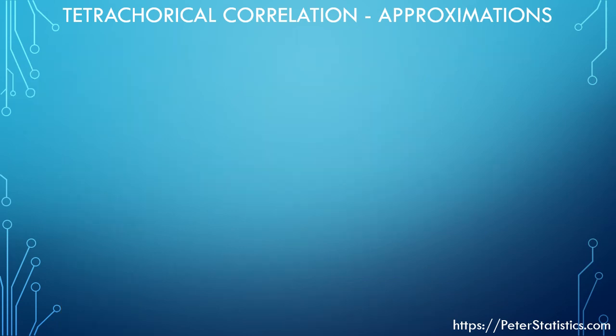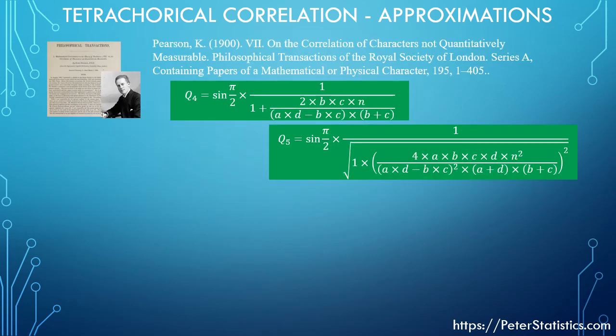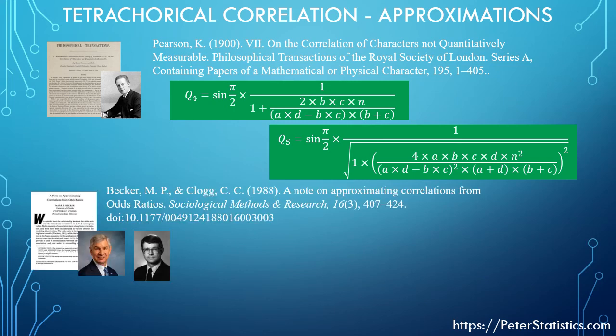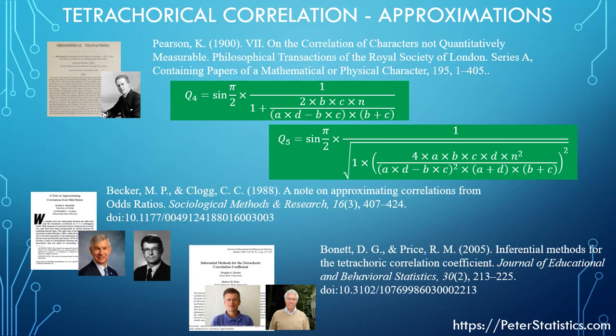Those are not the only ones. Pearson, besides his Q3, also has a Q4 and a Q5, which are slightly different ways to get to that tetrachoric correlation. And there are, for example, Becker and Clogg, and also Bonett and Price, who also came up with equations that are a little bit longer and more complex than the other ones. So I'm not showing them here. If you're interested, I do show them on my website.